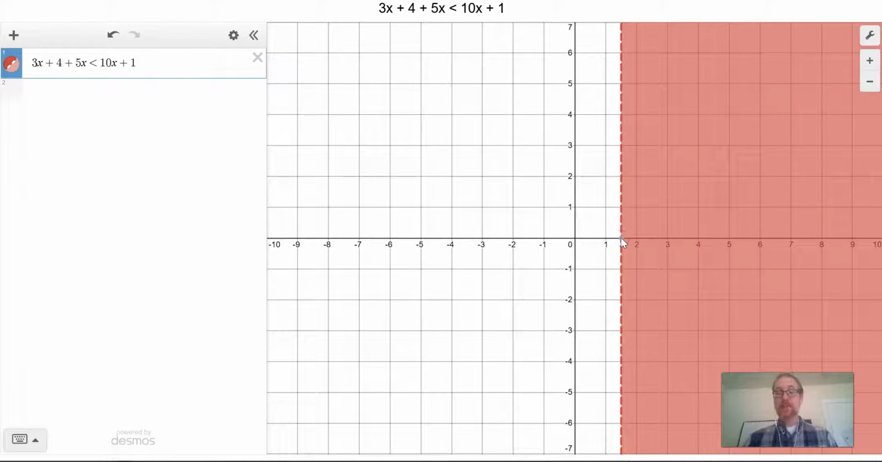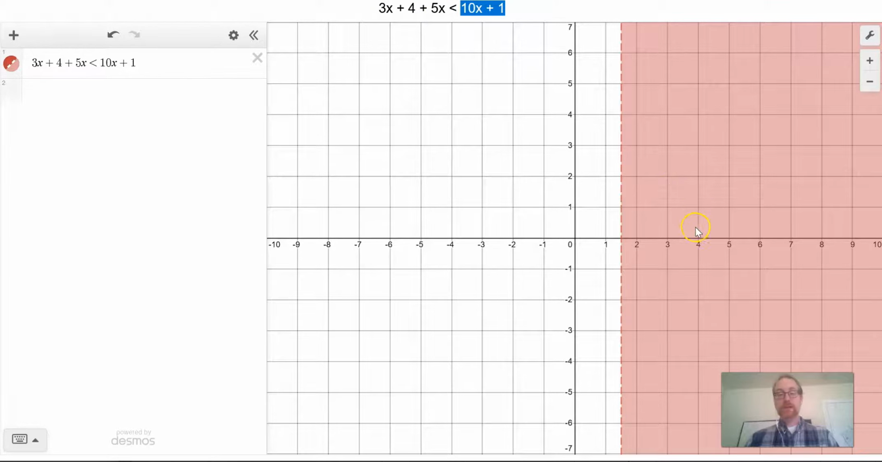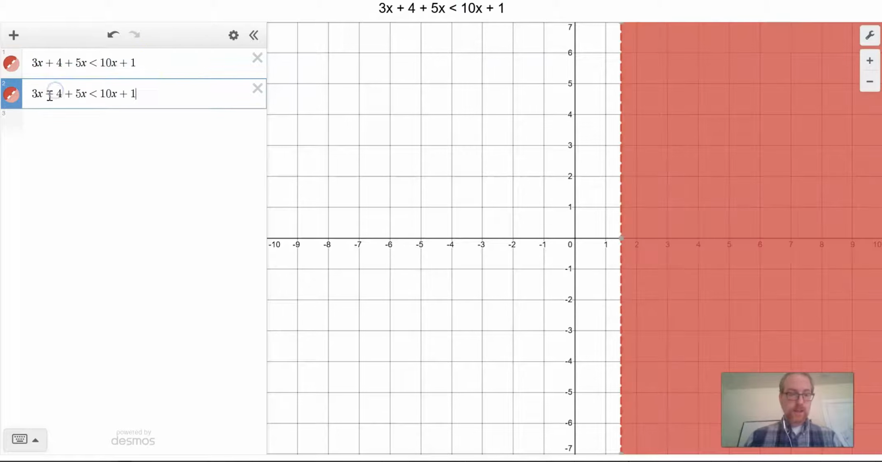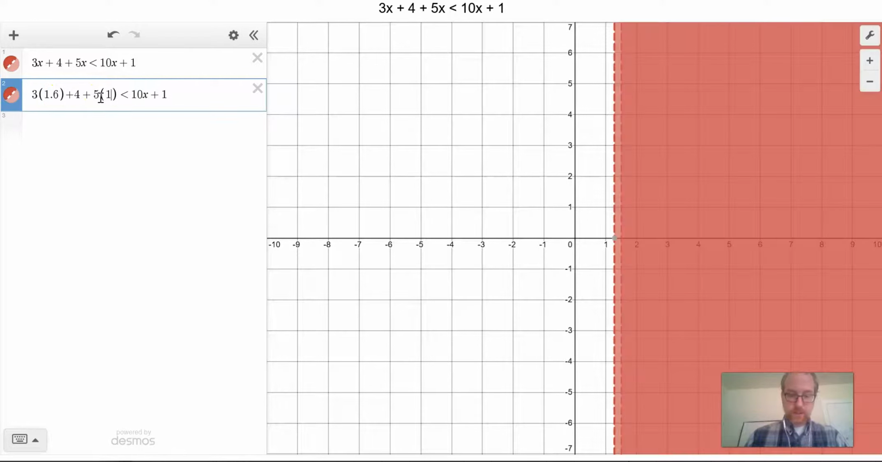And so it's saying that the values of x that are solutions to this equation, in order to make the left side of this come out with a value that's less than the right side of this, you can use any value of x that is to the right of 1.5. So like anything more like 2 or 3 or 2.1 or 1.6. For example, if you substituted 1.6 for x, because that's to the right of 1.5, it's going to work. The inequality is going to be true.